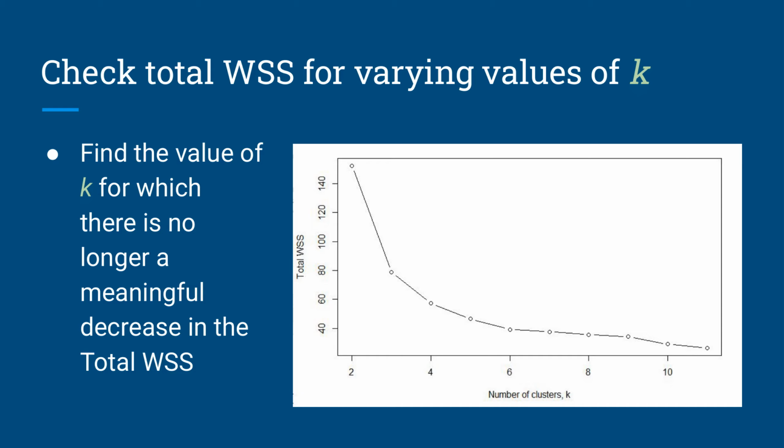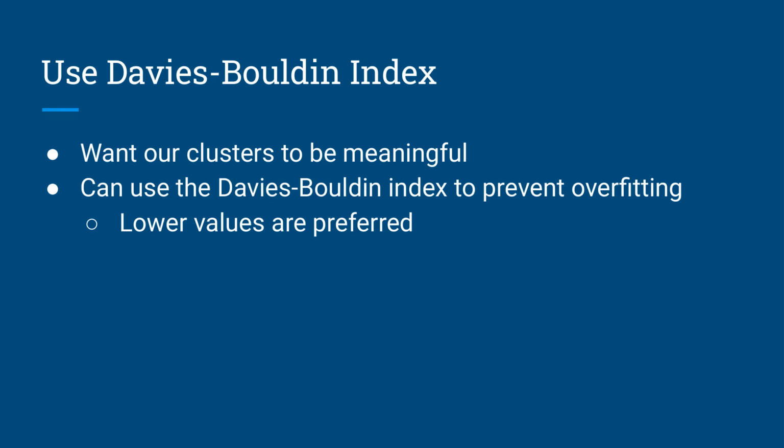We need to be careful with this though. If we simply pick the value of k that results in the lowest total within SS, we might have far too many clusters, or we might even end up with every single observation being its own cluster. To prevent this, we can use the Davies-Bouldin index, which penalizes overfitting.